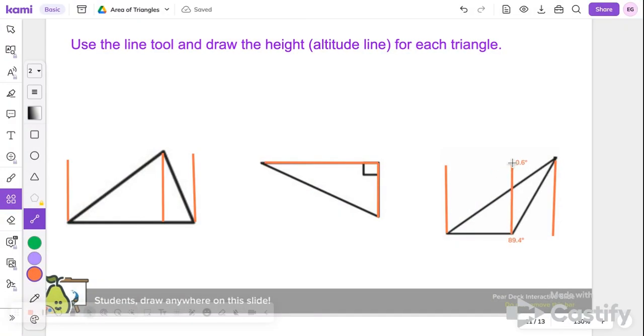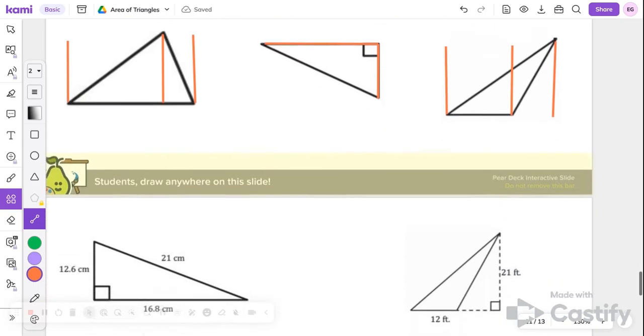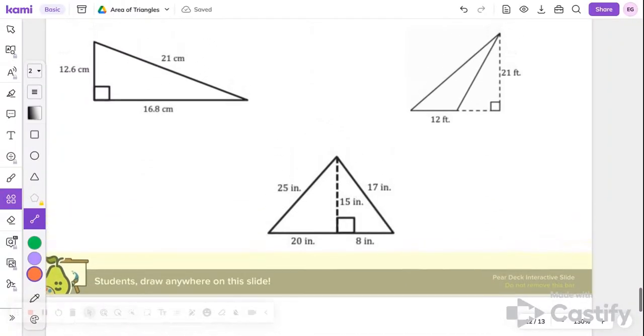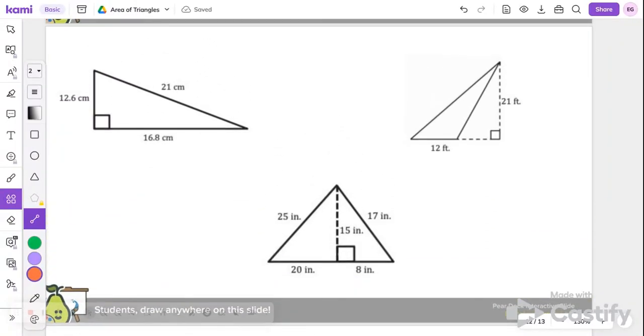And hopefully you're seeing how when you draw these height lines, they make it look like a rectangle could be formed, because again, just to reinforce this idea that any triangle is always half of a rectangle. So we really want to keep that in mind when we're finding area of triangles. Okay, so I'm going to do a couple of examples. You can do these with me if you want, or you can just watch, but I just want to make sure that we have the concept down.